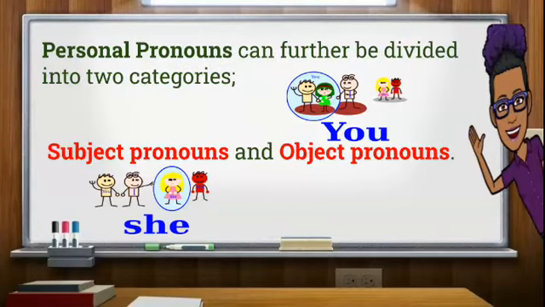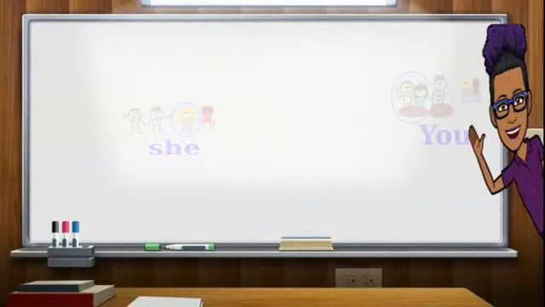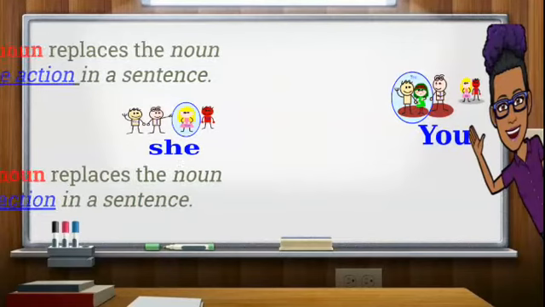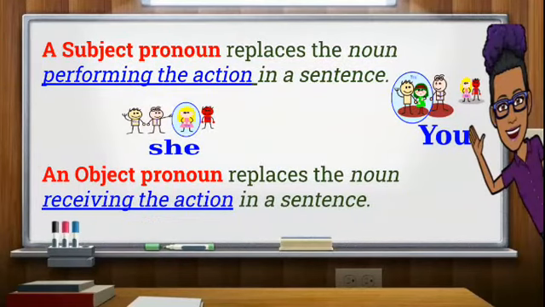Personal pronouns can further be divided into another two categories: subject pronouns and object pronouns. A subject pronoun replaces the noun performing the action in a sentence, and an object pronoun replaces the noun receiving the action in a sentence.